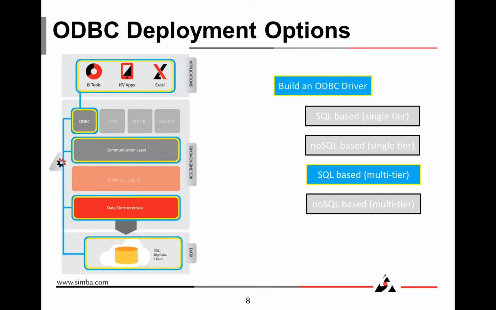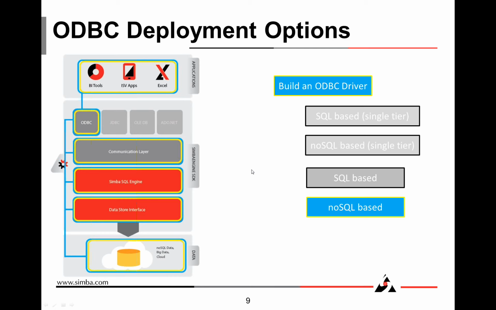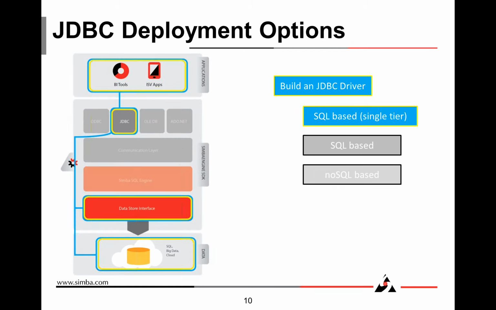So this would be where we were not going to install the ODBC driver just on a client machine, but we wanted to deploy in client server mode. So same thing, we're going to build an ODBC driver. We're going to use SQL data. You're going to build out your data store interface, but we will use the Simba communication layer. So you can see how that looks. Let's move on to the next one. So same thing, and you can see here, though, we're going to use non-SQL data. We will use the SimbaEngine SQL engine, and we will deploy ODBC via client server.